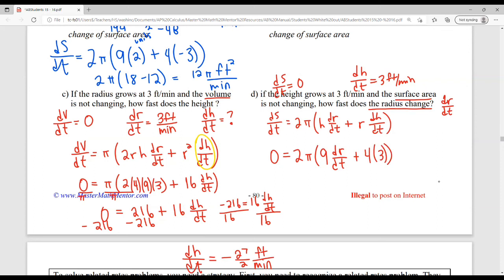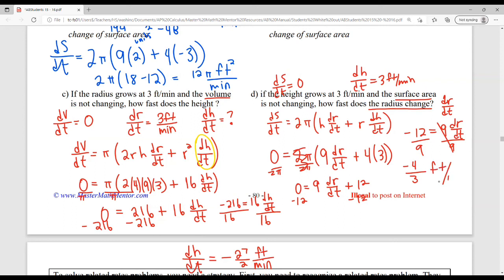We can divide both sides by 2 pi, and the 2 pi is going to cancel out. That's really nice. And 0 divided by 2 pi is still 0. So we get 0 is equal to 9 dr/dt, and 4 times 3 is 12. We subtract 12 from both sides. We get negative 12 is equal to 9 dr/dt. And we can divide both sides by 9. Negative 12 divided by 9 simplifies to negative 4 over 3, or negative 1 1/3 feet per minute.